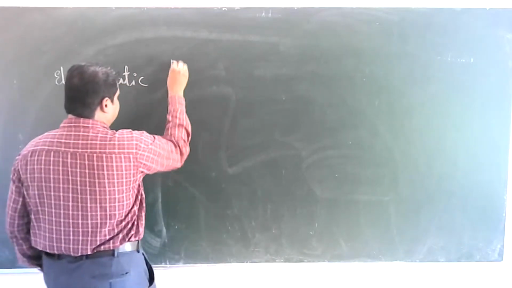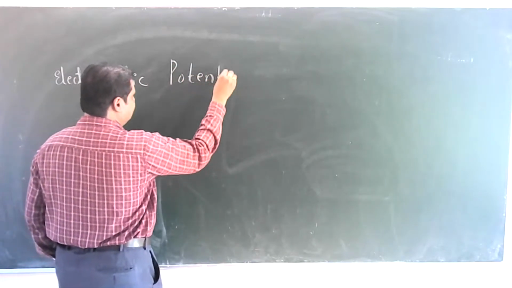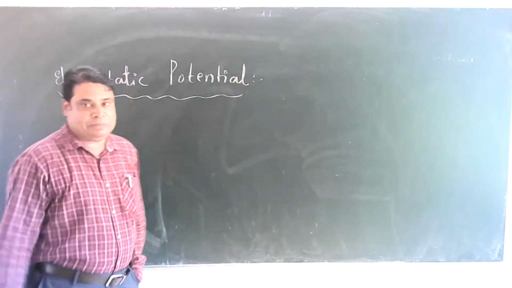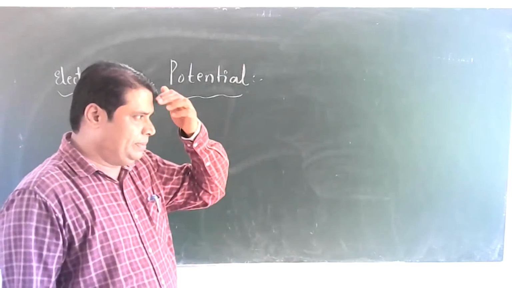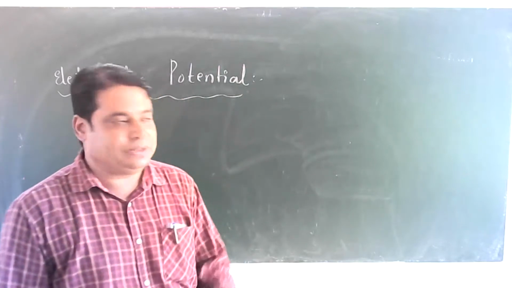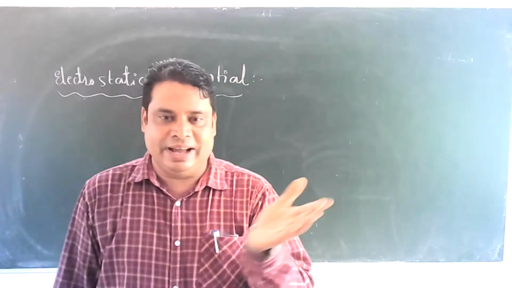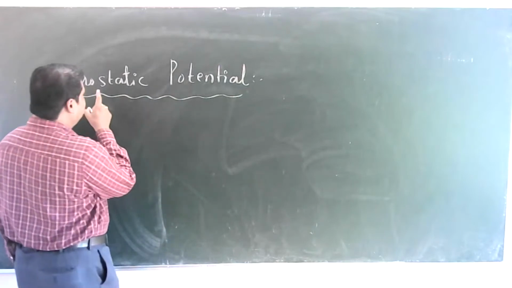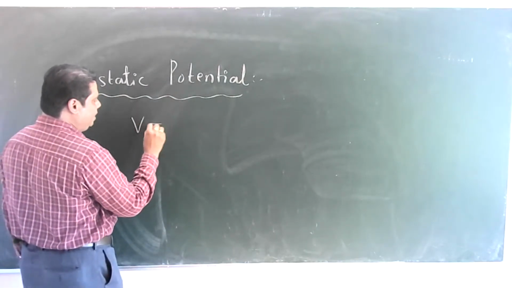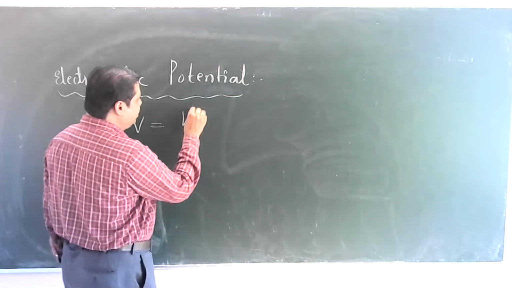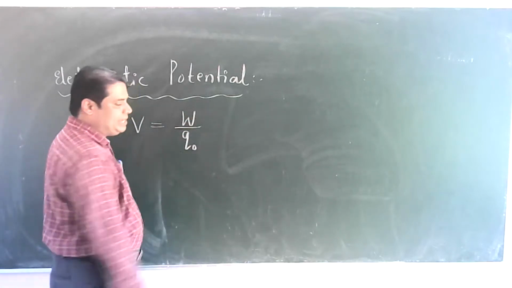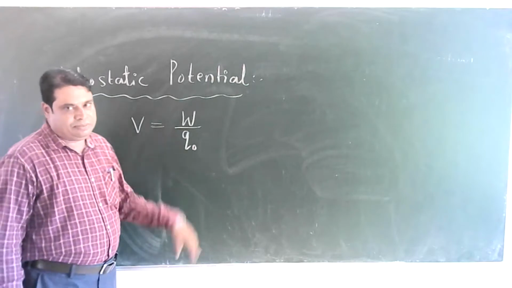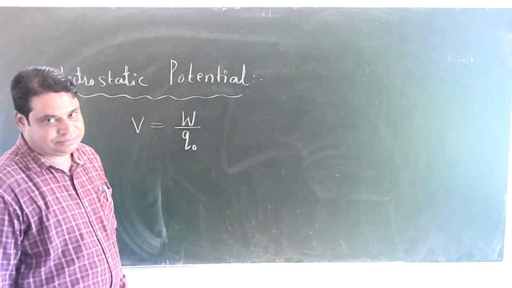Electrostatic potential is defined as the work done in bringing a unit positive charge from infinity to the point under consideration against the electric field. We represent electrostatic potential by the symbol V. V is equal to the work done per unit charge. We represent unit charge by Q naught. Work done in bringing unit positive charge from infinity to the point under consideration.